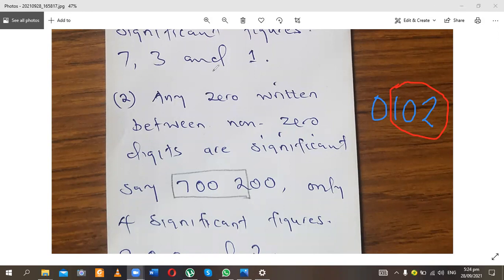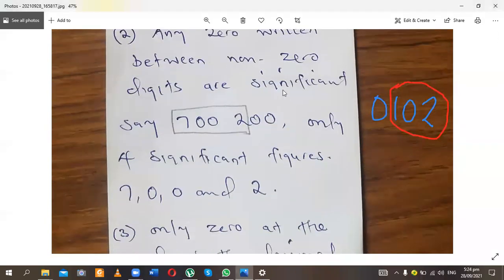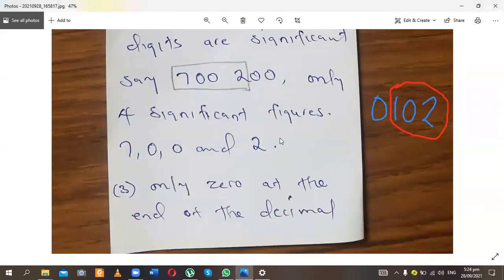The next point, which is the last one, says that only the zeros that are at the end of a decimal number are significant. So we're saying that only the zeros that are at the end of the decimal number are significant.